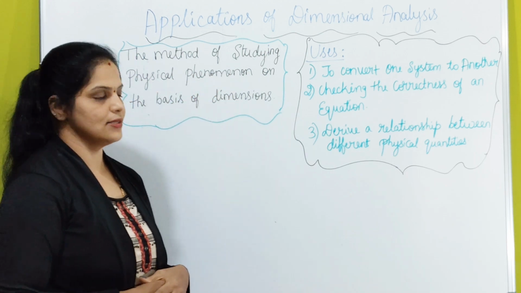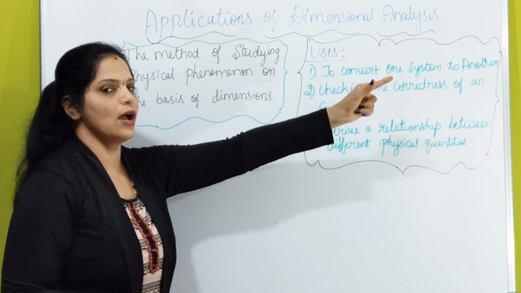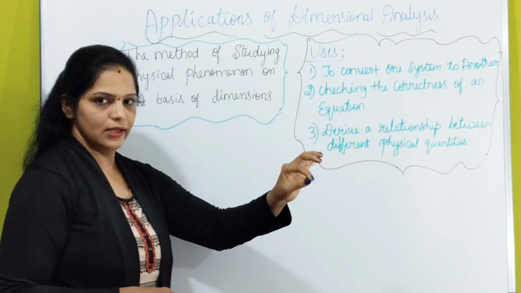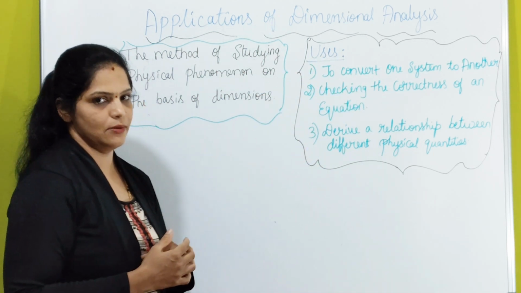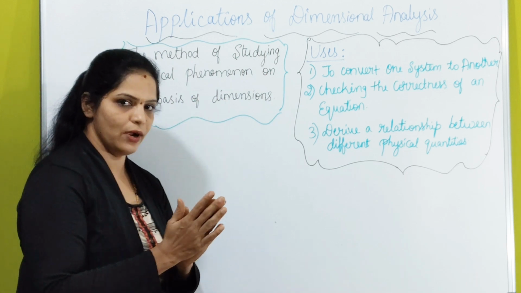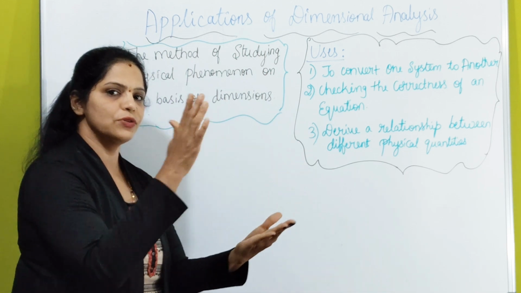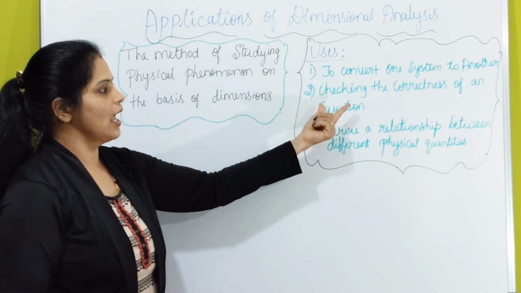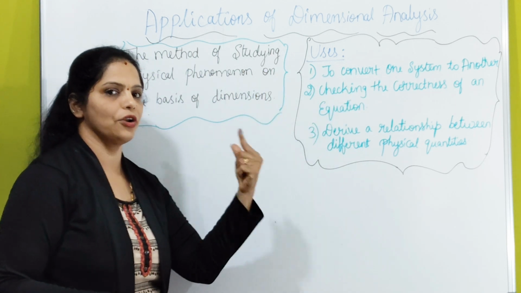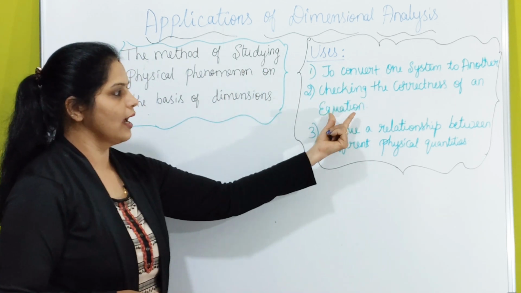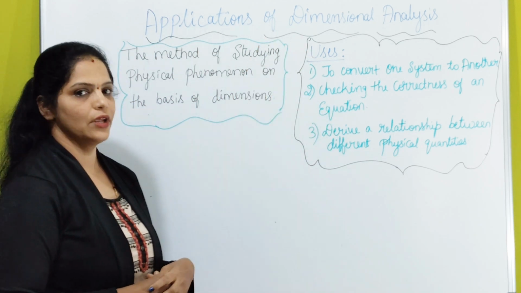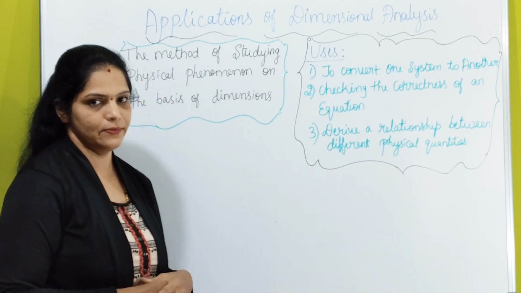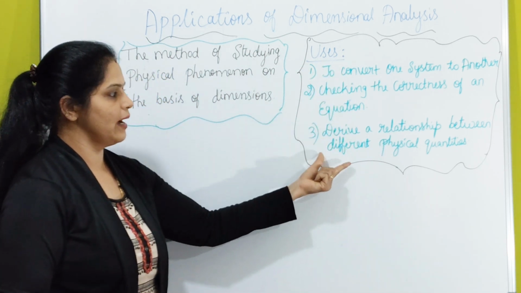Using this dimensional analysis, we can convert one system to another system. Suppose if CGS system of any physical quantity is known to you, you can convert that to SI system. Or if SI system of any physical quantity is given, then you can convert that into CGS system by taking the help of dimension. Okay? And this dimension helps us to check whether the given equation is correct or not. We can check the correctness of the equation using dimension. And dimension helps us to find the relationship between different physical quantities. Now let us see all these one by one.